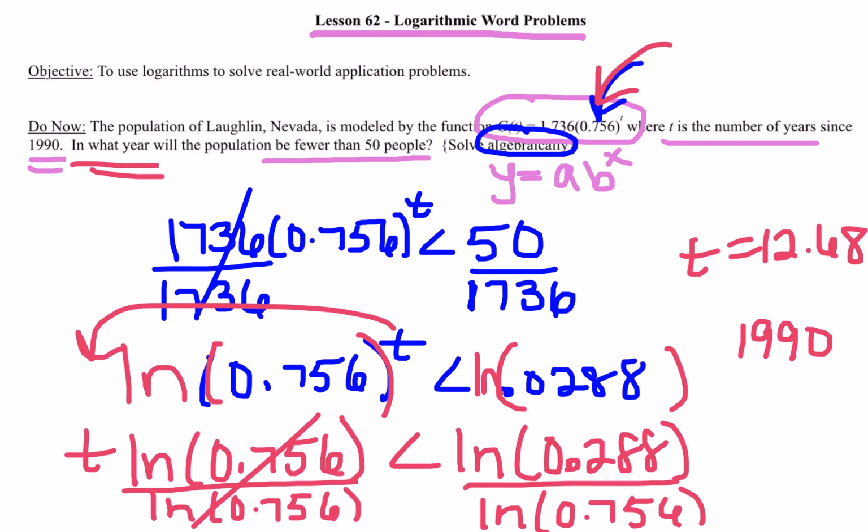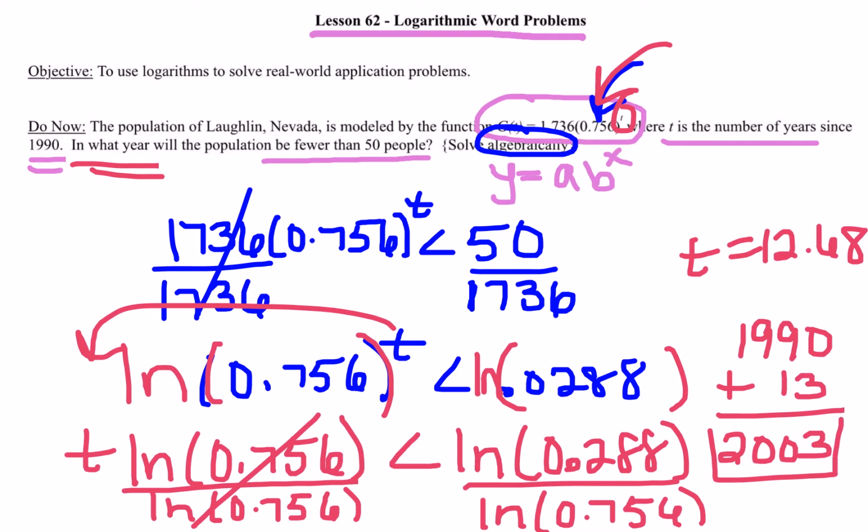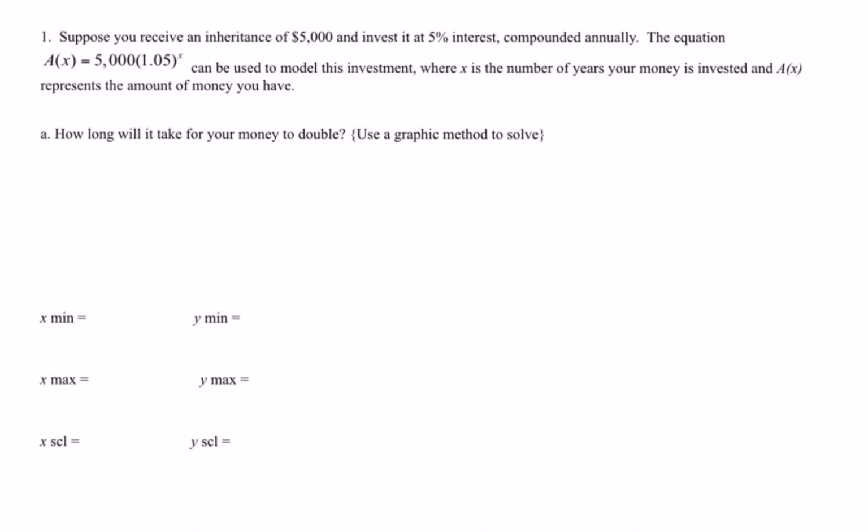So if you plug in 13 for t, you will realize that this formula will give you something less than 50 people. So I'm going to add 13 years to 1990, and I know that I'm going to be less than 50 people in the year of 2003. So that is my answer.